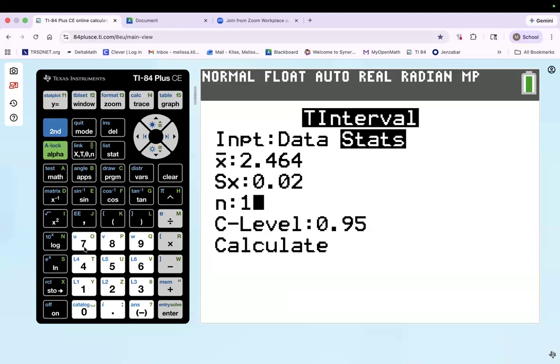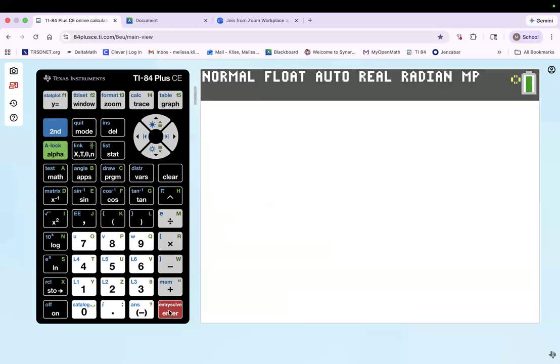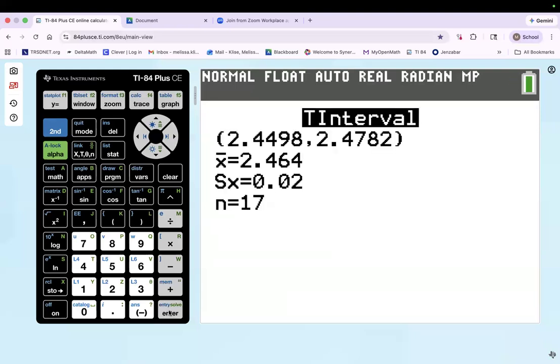And our sample size was 17. Our confidence level was 0.99. So this is the stuff from the previous problem, from the pennies. Go down to calculate and hit enter. Bam. We had 2.45 and we had 2.478. Guess what? They have the same thing we do. So we did it right because we're awesome like that. Questions about the calculator?